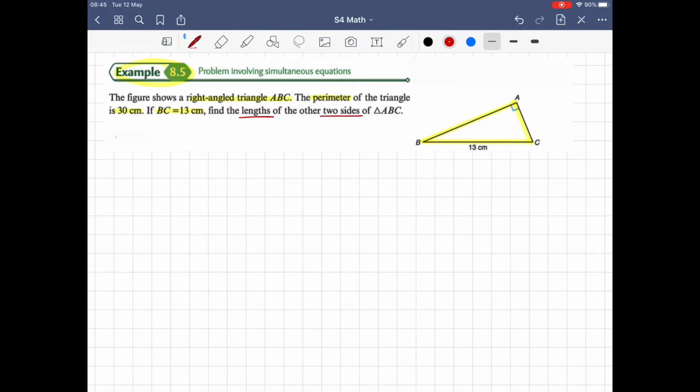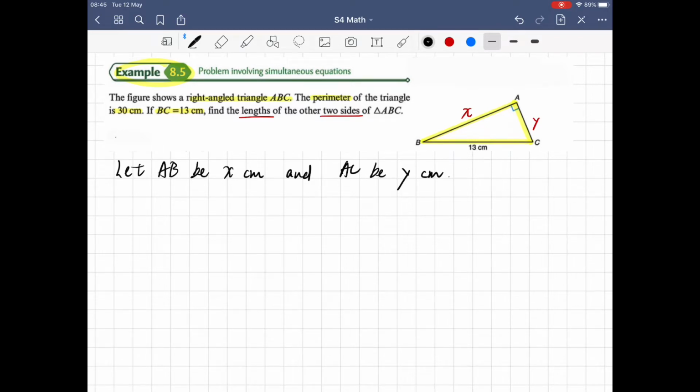Okay, so when you take a look at the questions, the first question that you can ask yourself is how many unknowns are here now? Okay, and the answer is 2, and they represent the other two sides of triangle ABC. So therefore, I will let x and y be the lengths of other two sides. Okay, so I write it down. Let AB be x cm and AC be y cm. Okay, so we finished identifying the unknowns in the questions.